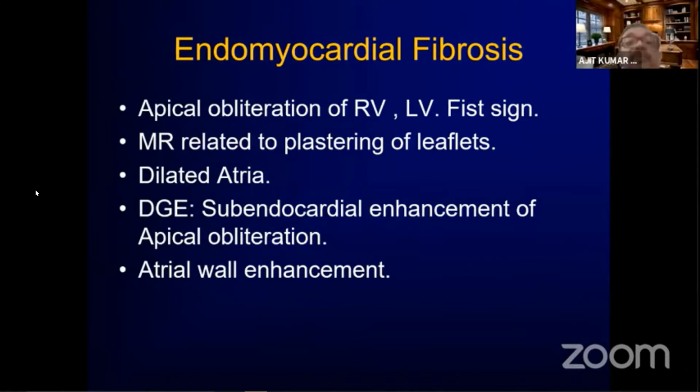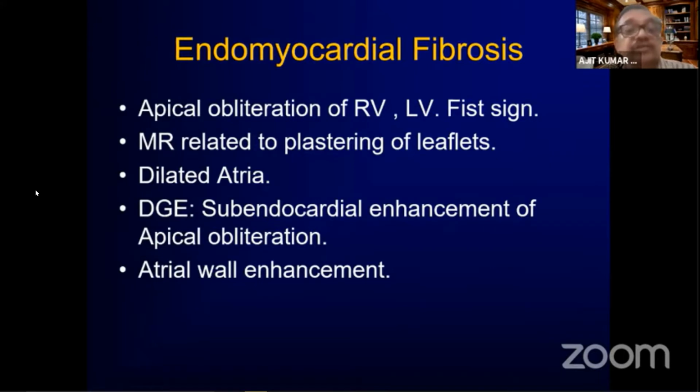This is the last part of my discussion. Now, this is a patient with endomyocardial fibrosis. You need to look at the apical obliteration of RV and LV, and the typical fist sign that you would see on angiogram would also be seen in MRI. Mitral regurgitation should be assessed, and you can see it in relation to the plastering of leaflets and dilated atria. Typical delayed gadolinium enhancement is seen in subendocardial enhancement with apical obliteration.